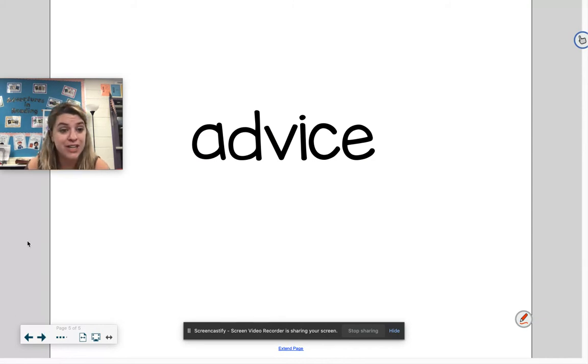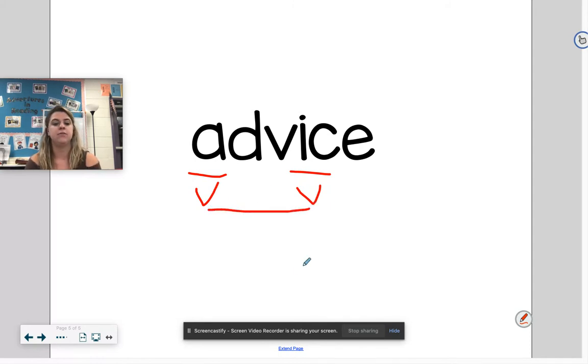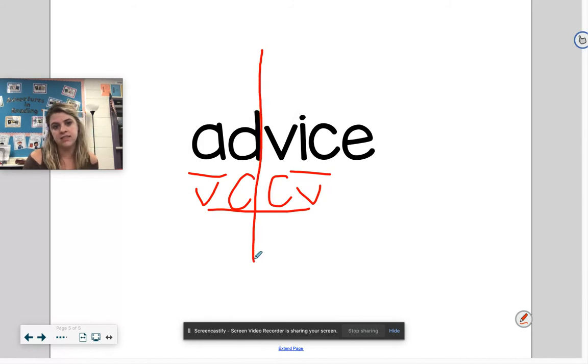Now, we're going to underline the first two vowels because that's what we always do. There's a vowel. There's a vowel. Mark them with a V. Remember what comes next. Draw a bridge between those vowels and label your consonants. D is a consonant. V is a consonant. Remember, the most common place to separate a syllable is in between the consonants.